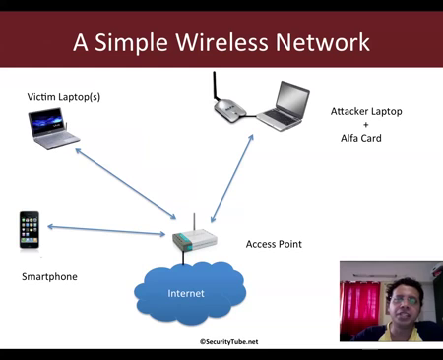So here's a very simple wireless network, which we are looking at. You have the attacker laptop with the alpha card, which is actually us, right? Hopefully all of you have an alpha card or a substitute. And then you have the victim laptop, then probably a smartphone connected, may not even be connected, doesn't really matter. And then an access point, of course, right? Simple network. But in this case, we'll just look at the access point.